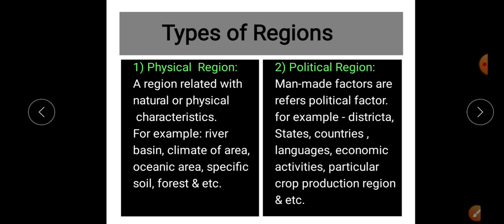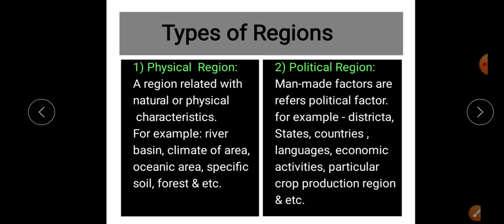Now, what is the definition of physical and political? We observe first, a region related with natural or physical characteristics is considered a physical region. If any region has natural and physical characteristics, then it is considered a physical region. Deccan Plateau is a physical region. Himalayan range, Himalayan area, is a physical region. Nile river basin is also a physical region.